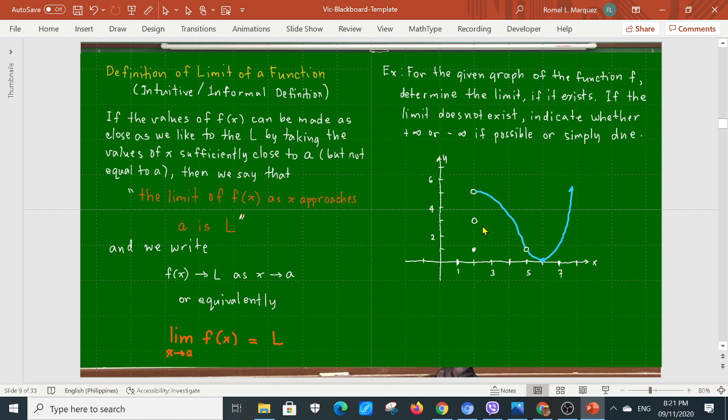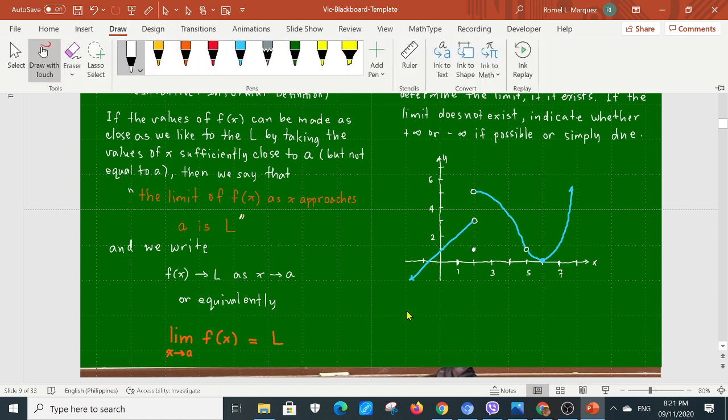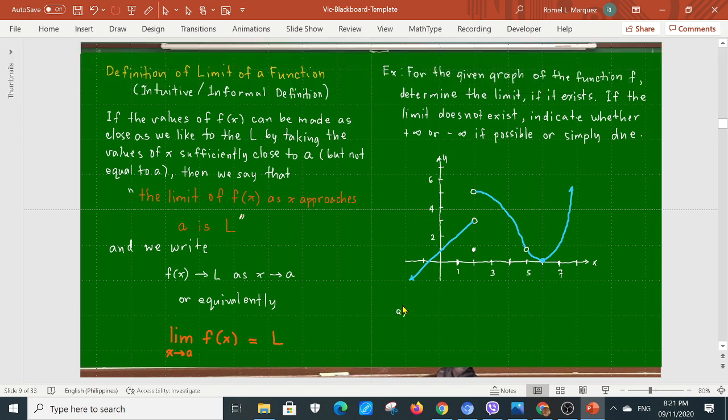And then I have here something like this. There it goes. Let us have the following questions, guys. I will be calling you. Letter A, based on what we studied. How do we answer this? Limit as x approaches 2 of f of x. So this is the graph of f.